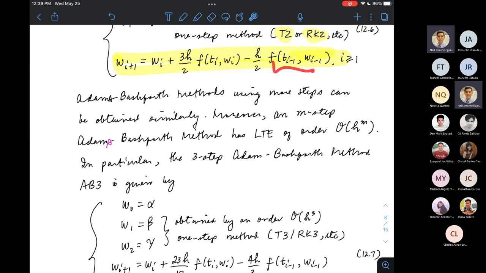Kasi karamihan ng mga terms para kay W sub I plus 1 ay na-compute mo na dun sa previous time steps. So, yeah, I think using Adams-Bashforth methods of more steps, para sa mas mataas na value ni M, ay worth it. Kasi hindi siya ganun kakomplikado, patulad ng mga ibang methods na nakita natin last time.